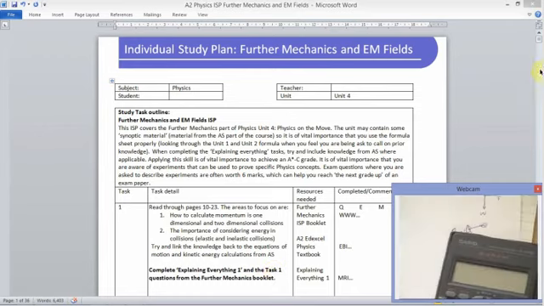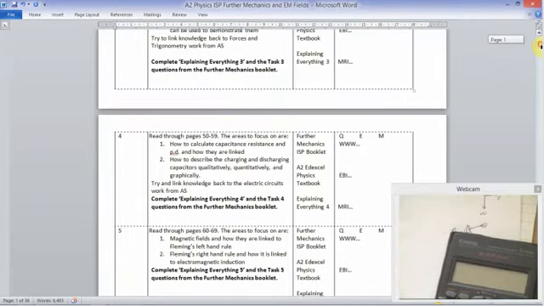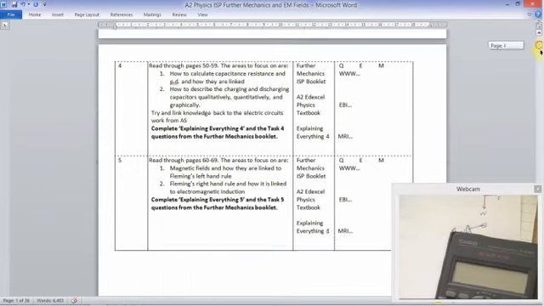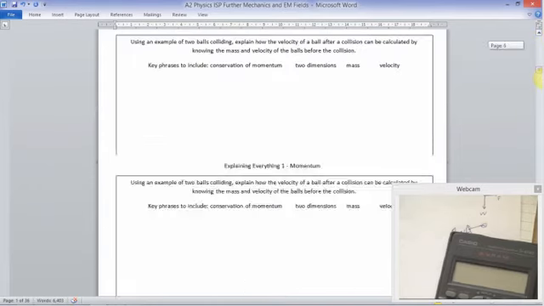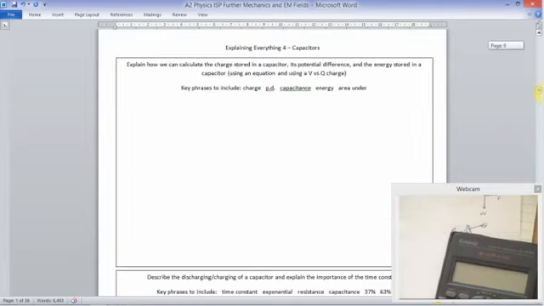In this video, I'm going to go through task 4 of the ISP for further mechanics and EM fields, which is mainly about the idea of capacitors. Now, capacitors can be paired with resistors to affect voltage and to describe the charging and discharging of capacitors qualitatively, quantitatively, and graphically. Okay, so let's get straight into explaining everything, which is very straightforward this time round.